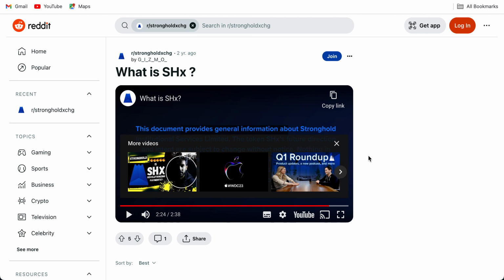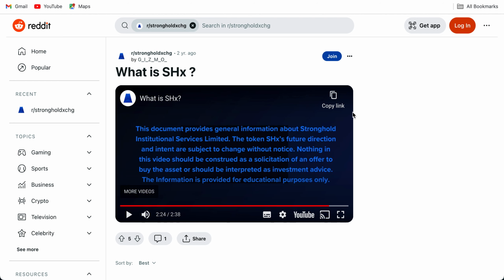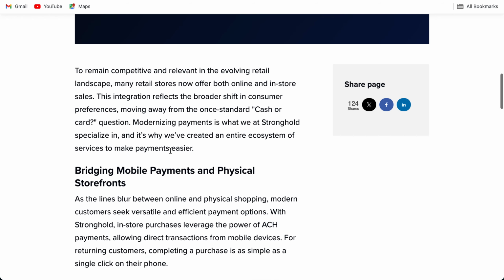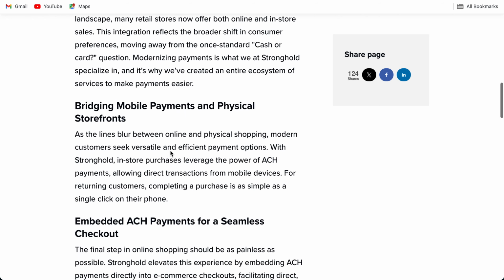Yeah, so you guys can see basically SHX has a real world use case according to this video, and it is built on Stellar Network, which is making it efficient for merchants, for retail. So it's basically dealing with payments. Let us move ahead and check out what more it does.